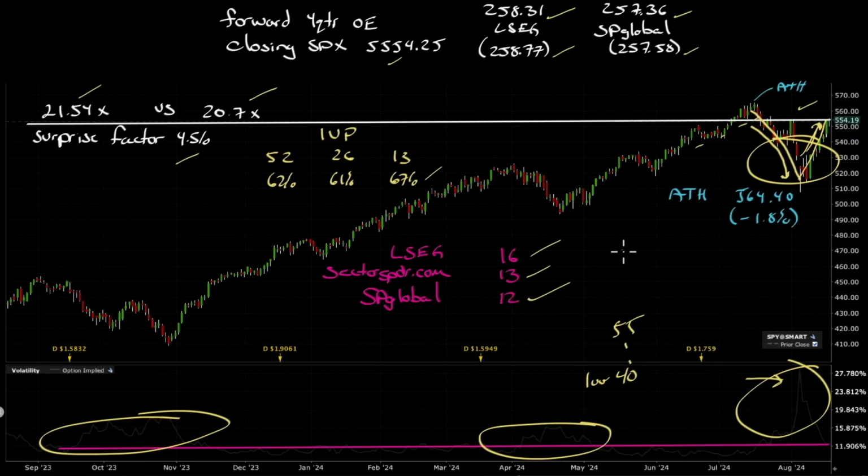It's Jackson Hole this week. That's the focus. It's NVIDIA next week. That's the only thing that's going to matter is NVIDIA, and that'll close out August.